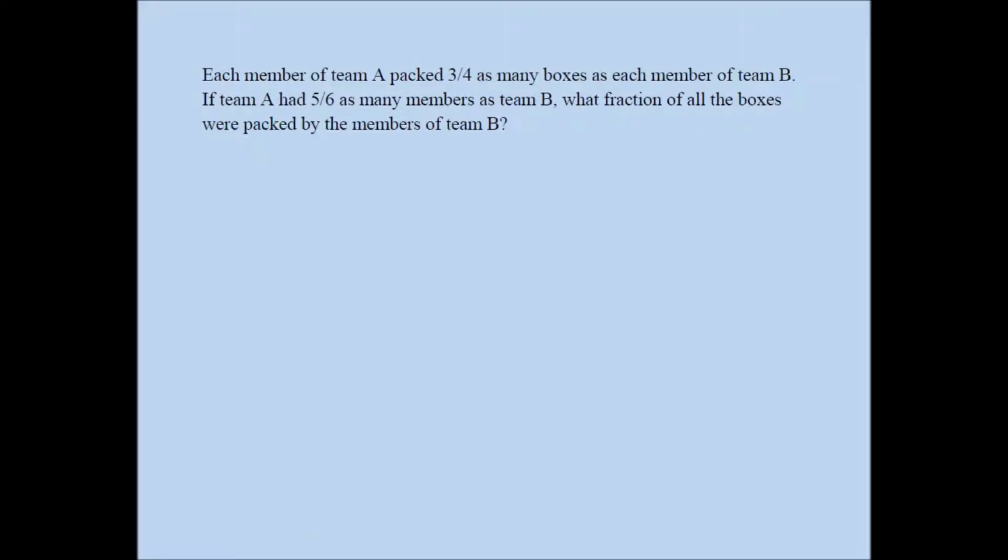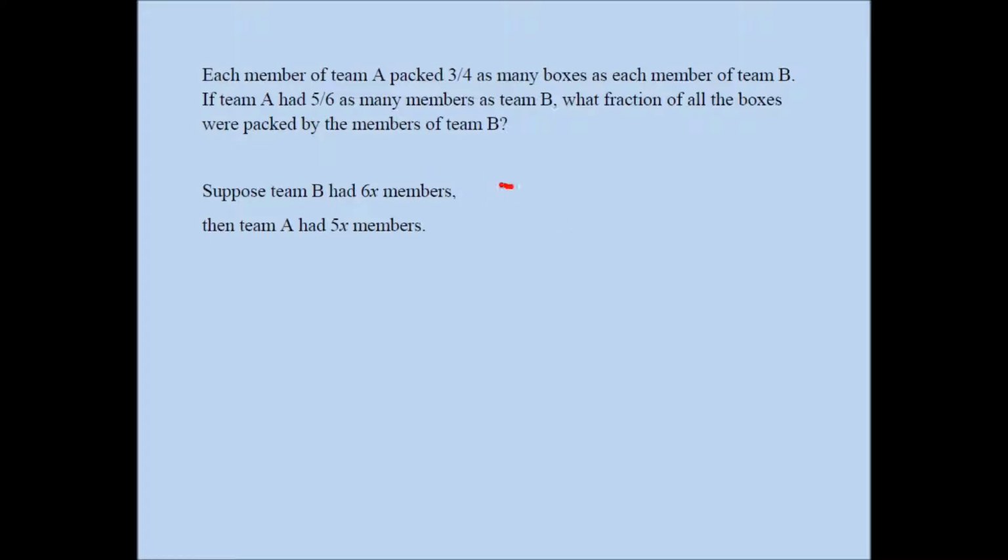What I have here is the same question in smaller font. So let's see how we can start the problem. We're going to suppose Team B had 6x members. Then Team A had 5x members. Now, why did I choose 6x to represent the total number of members in Team B? Because if Team B has a certain number of members, Team A has to be 5/6 of that.